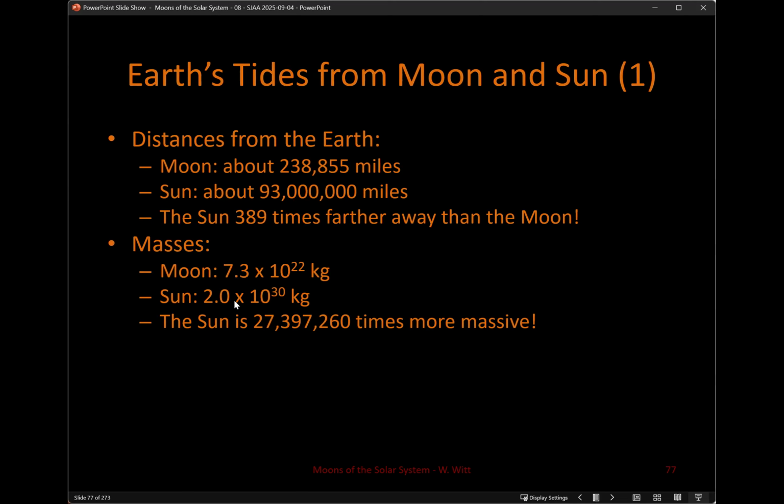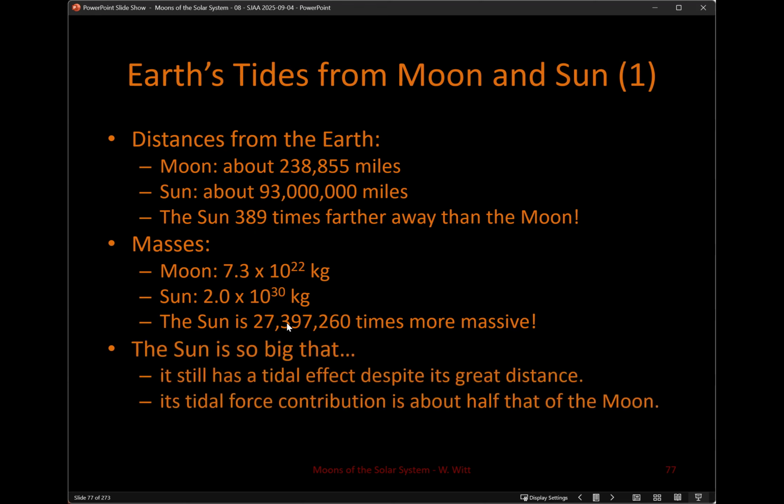It's just much heavier. And you don't have to do the math here, right? The sun is basically 27 million times more massive than the moon. So even though it is so much farther away, it is also so much more massive, such that the sun actually still has significant tidal effects on our Earth. In fact, it's about half of the tidal effect that the moon has.